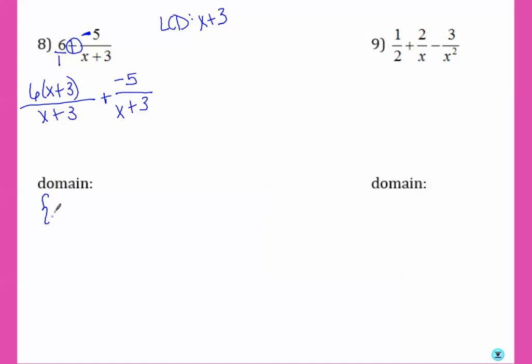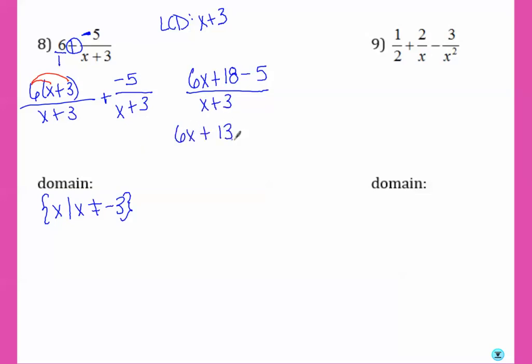For our domain, we know that x cannot equal -3. And our numerators distribute on the top. And then -5 over x plus 3. Then we're going to combine like terms, 6x plus 13 over x plus 3. There's nothing in common in the numerator to factor, so that's our final answer.